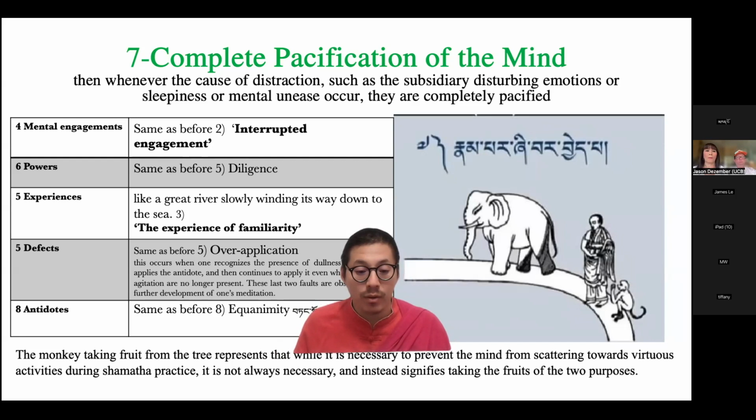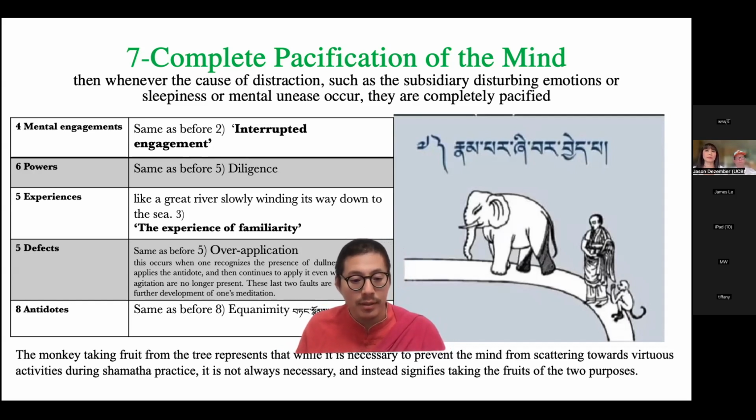You have to again apply this diligence. With diligence, you bring back all the past instructions into mind and apply them. And among the four mental engagements, this is still considered the interrupted engagement. And then here, among the five experiences, we gain the third type of experience, which is called the experience of familiarity. It is like a great river slowly winding its way down to the sea.